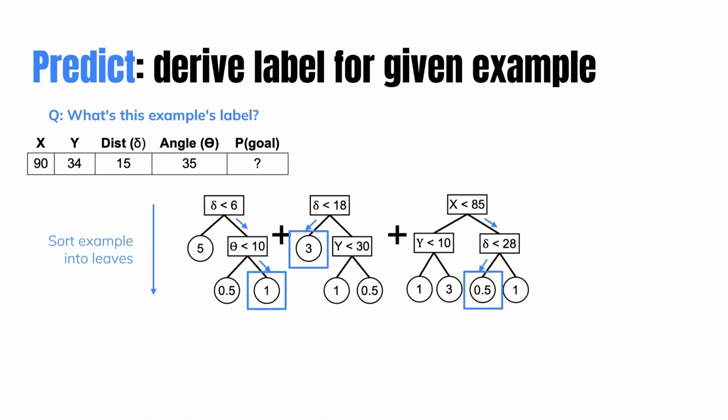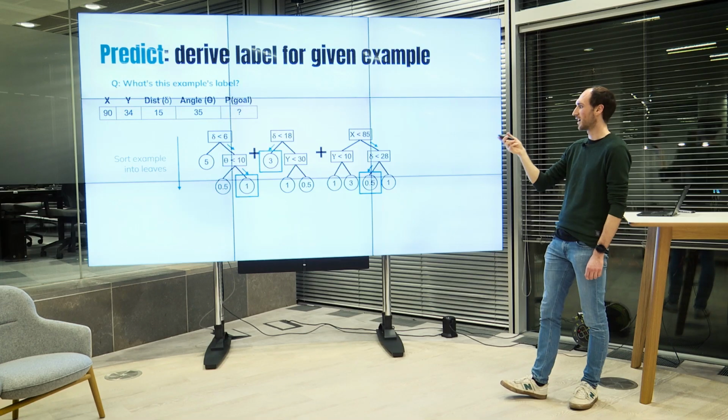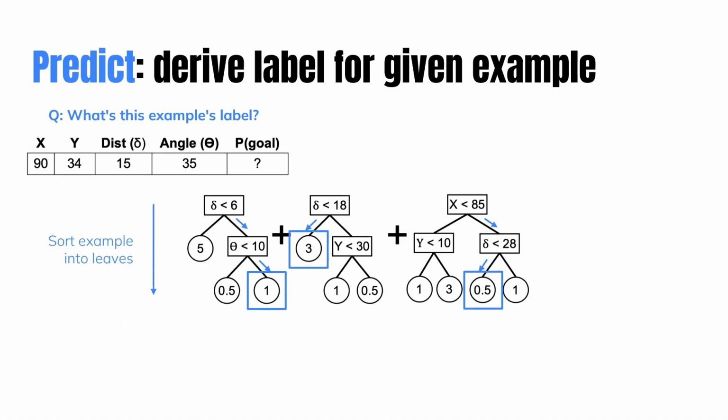What you do is you sort this example into the leaves. For example, for the first tree, our shot is further than 6 meters from the goal. The angle is larger than 10 degrees, so you end up in the leaf with 1%. Then to get a prediction out of it, you sum the results for all the trees, which means that the probability of scoring from that shot is 4.5%.